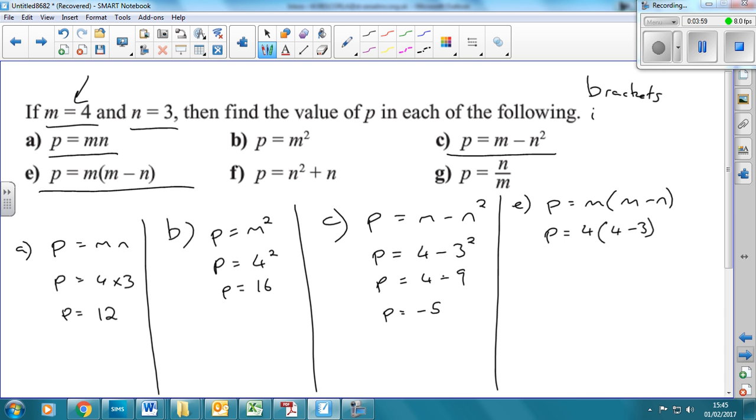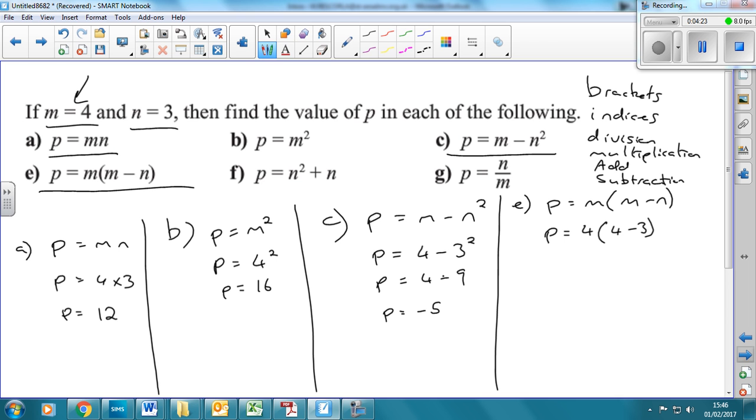And then if there's any indices, so they're powers, like squared, that's the second thing we do. The next thing is either division or multiplication, depending which one comes up first. Multiplication. And then the addition and subtraction. So that's the order in which you do things.